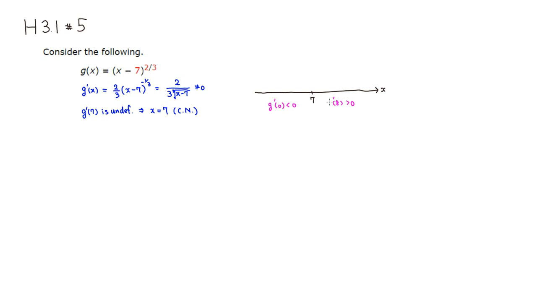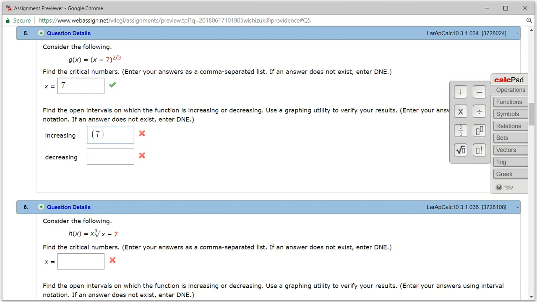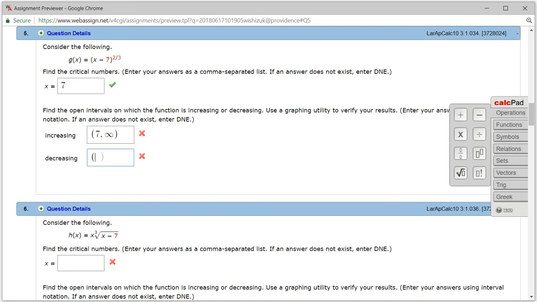So we know that the original function g, sorry, I keep saying f, is going to be, since the derivative is negative here, decreasing before 7 and increasing after 7. So let's put that. Increasing after 7, so it's 7 to infinity, and decreasing before 7, so it's negative infinity to 7.